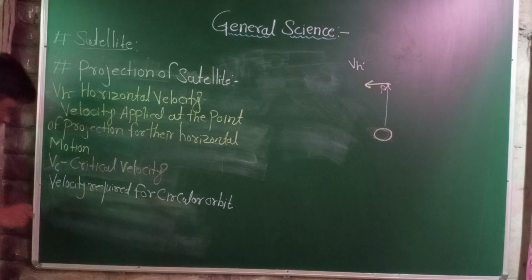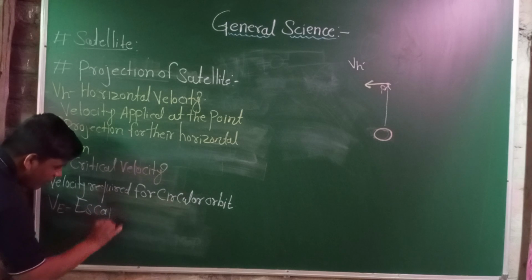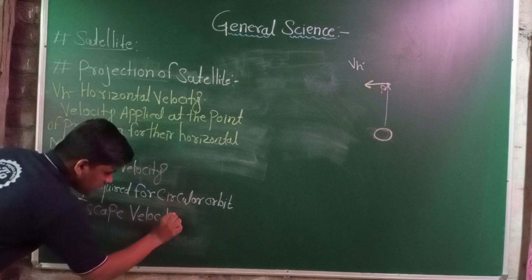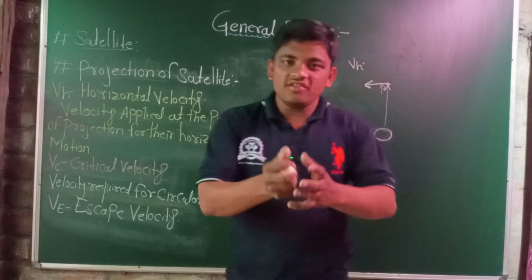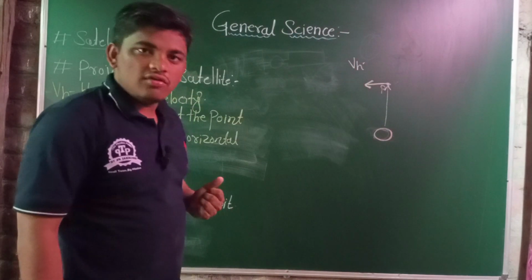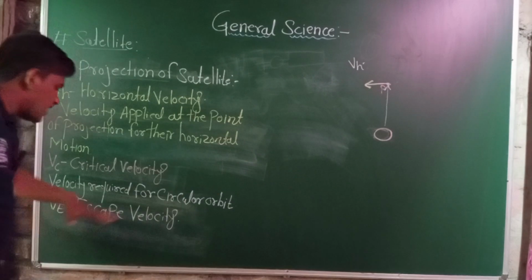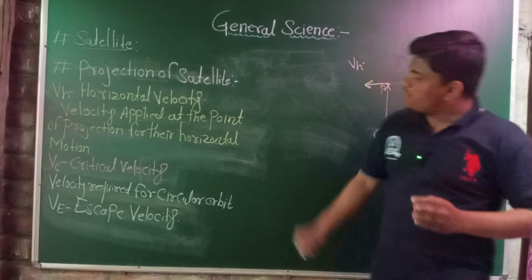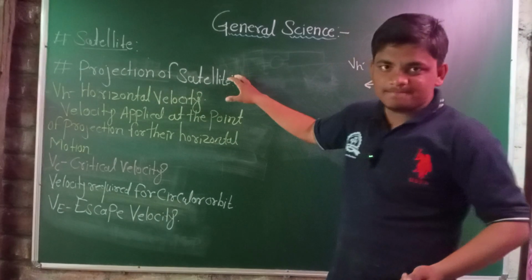Now the last one is escape velocity, VE. It is the velocity needed by an object to move away from the earth's gravitational influence, to escape from it. This is called the escape velocity. These are the basic pieces of information about the three velocities required to study the projection of satellites.